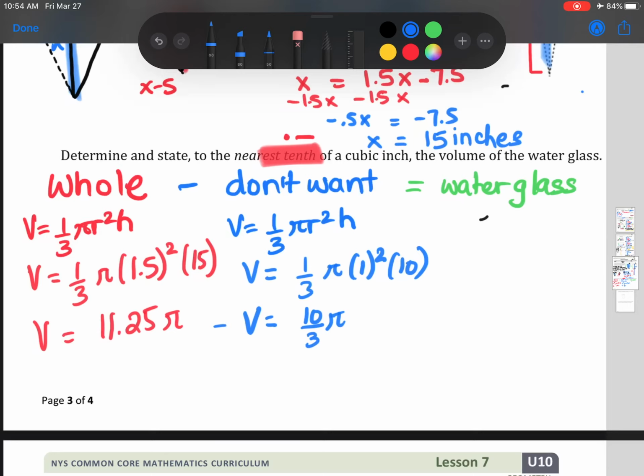Okay, what are we doing with these? We're subtracting these two. So if we subtract these two, what do we get? Now put that in the calculator. You get 24.87. You're going to round to the nearest tenth, so it would be approximately 24.9 inches cubed. So what is the volume of the water glass? 24.9 inches cubed.